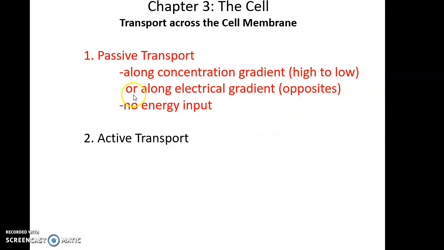So that's all well and good, but the most amazing thing about passive transport is there's no energy input necessary. The cell does not have to expend resources to allow this to occur. It will happen on its own.